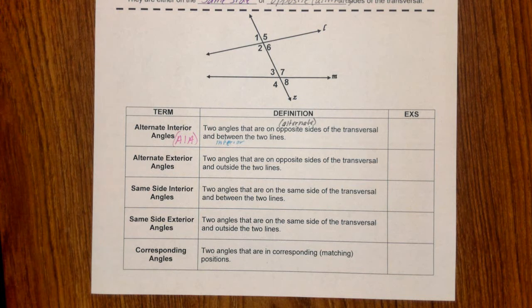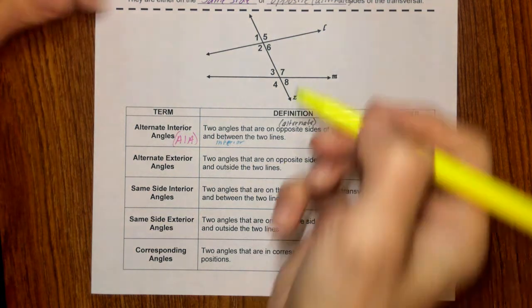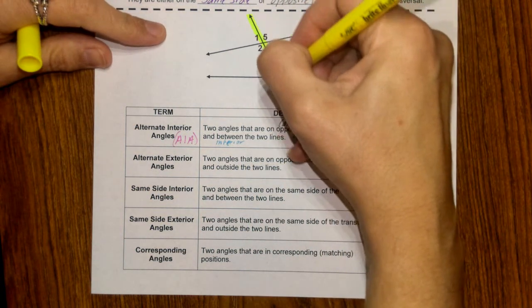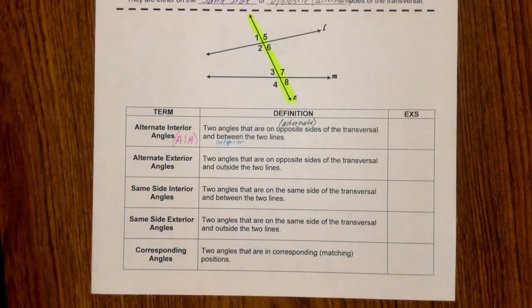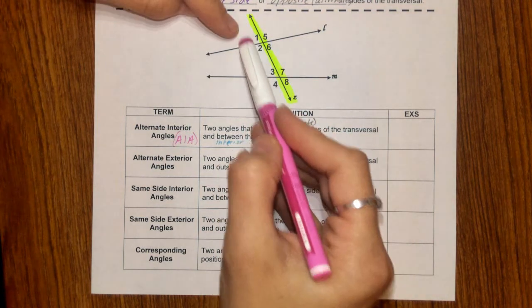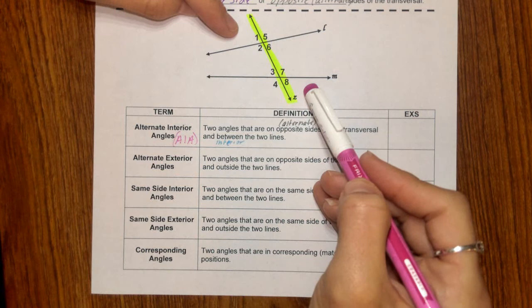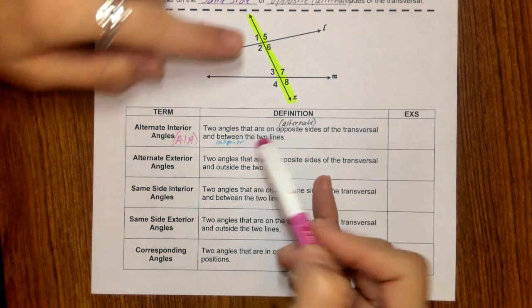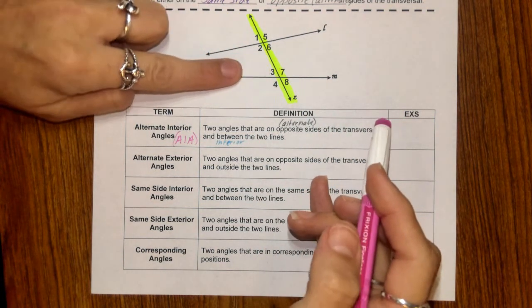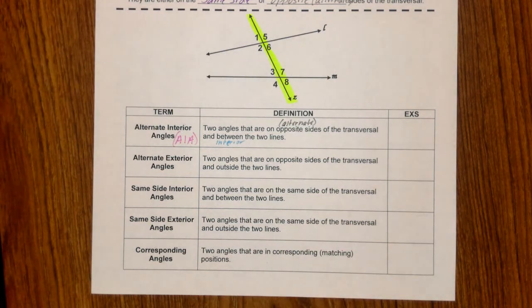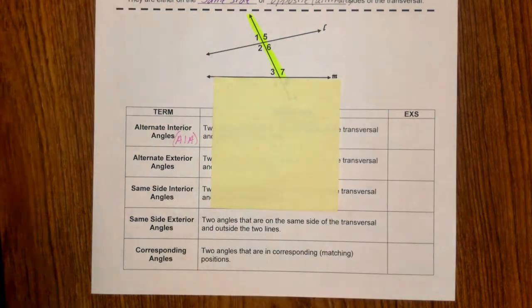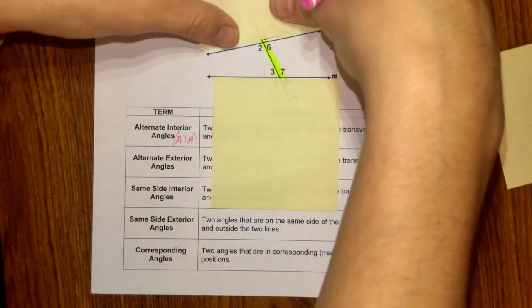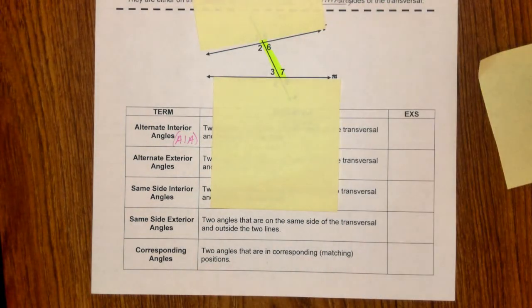So when we look up at the top, this diagram right here, we need to recognize our transversal. I'm going to highlight it. We are looking at alternate sides or opposite sides of the transversal. So we're going to want one angle off the left, one angle off the right. And we're going to want them inside. So we need to pay attention to inside of our two lines. So we don't want to pay attention to this side or to this side here. So we're looking at 2, 6, 3, and 7.